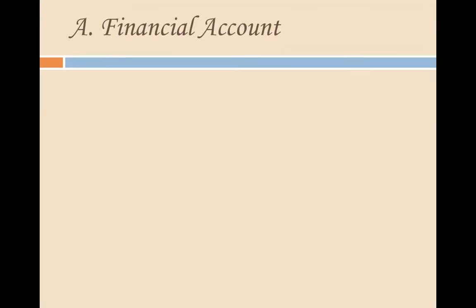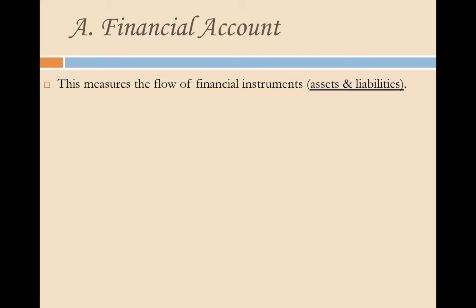Let's talk about the important part here, which is the financial account, which is where the true counterbalancing comes in. Basically, it measures the flow of financial instruments, assets and liabilities. And when we're talking about financial instruments, we're just talking about stocks and bonds. We're looking at the flow of stocks and bonds and derivatives, securities. That's what the financial account measures.